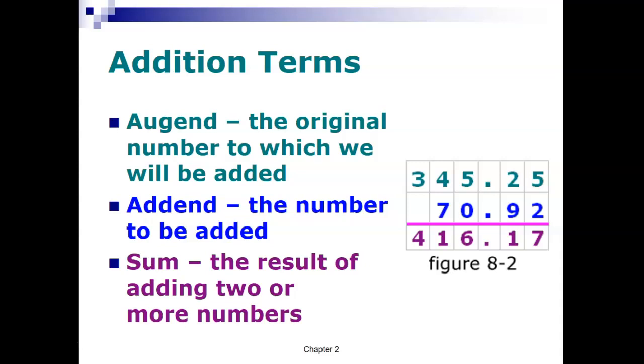The other ones are great Jeopardy words. You know, what is the augend? This is the original number to which will be added. Seriously, I don't know why we would need to know that. The main term I ask that you learn is the word sum. That just means you're adding something together. It is the term for the answer to the equation.